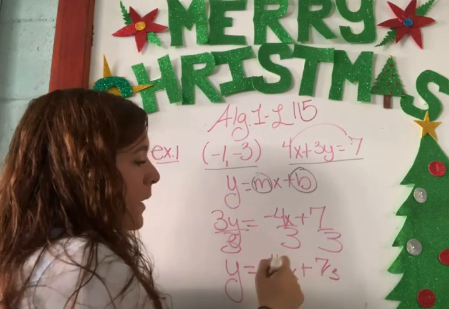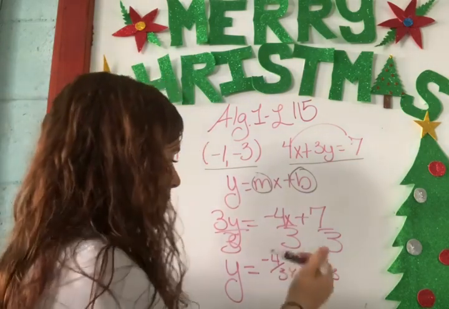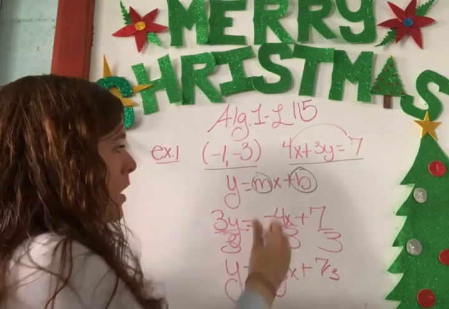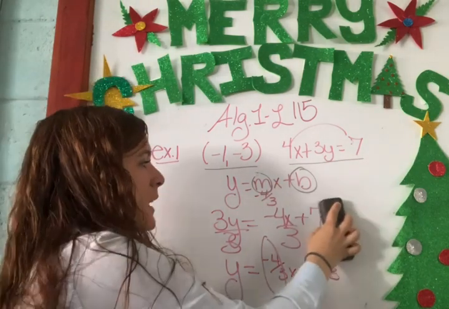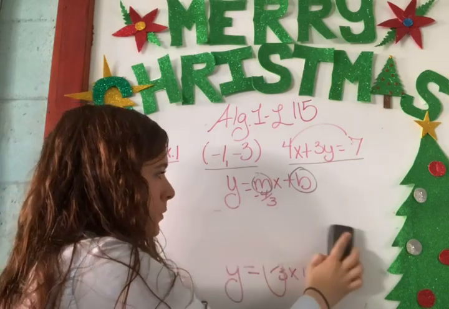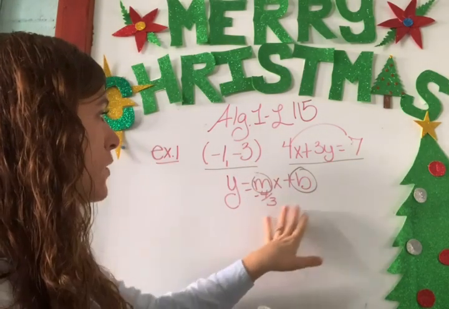The only thing that we care about in that problem is the slope. So it's going to be negative 4/3. That's what we're going to put over here, negative 4/3, and we're going to erase all this stuff because we don't need it. Then we're going to use this point, like I told you, to find our b.